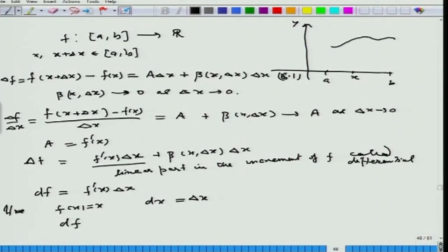If we take this, then dx is equal to delta x for this independent variable. This increment is the same thing as the differential, and so df equals f prime x dx. That is what we frequently use, that we just say that dividing by dx we get f prime x, which is a layman's language of saying that you divide by dx and you get f prime x.